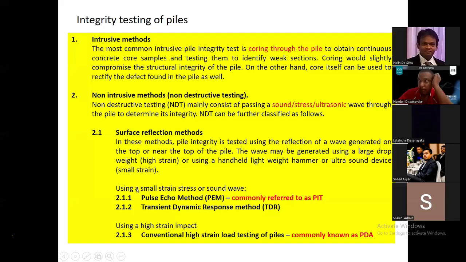This test is commonly known as PIT. PIT means pile integrity test. There are a large number of pile integrity tests, but PEM is the most widely used pile integrity testing method in Sri Lanka and worldwide. Therefore, this is commonly referred to as PIT.